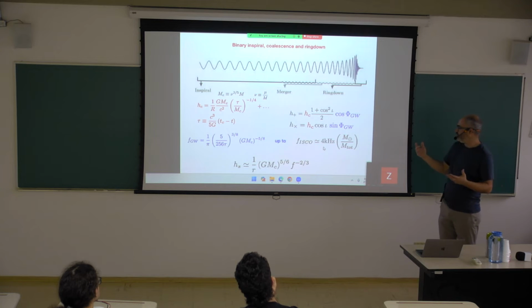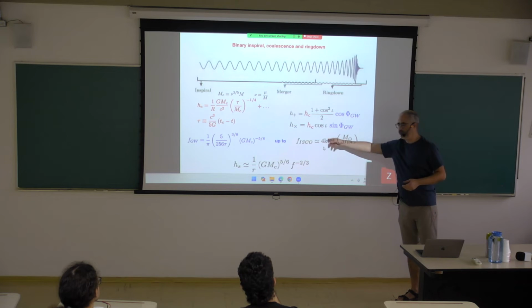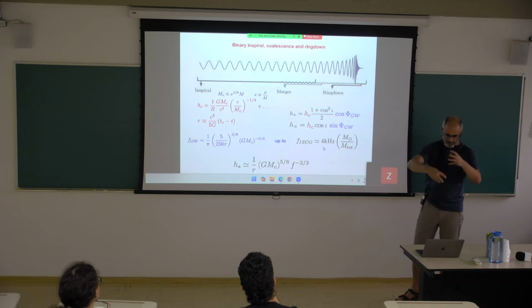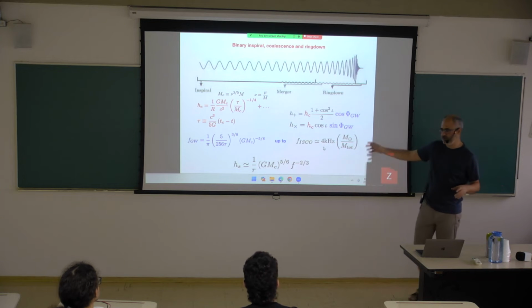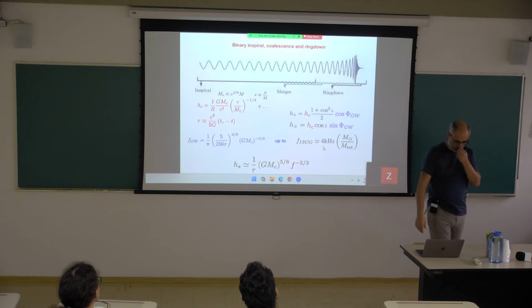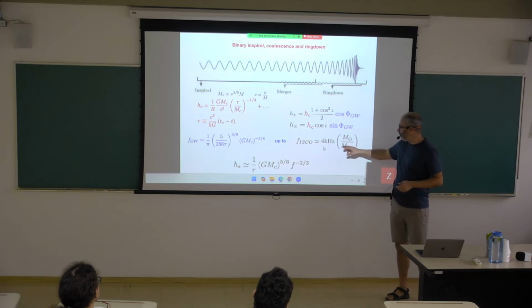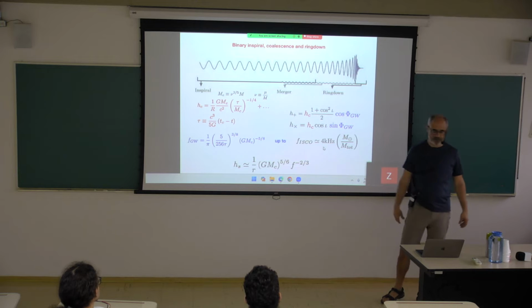So for a binary neutron star, this is 1.2 or 2 masses, so it is 1 over 4. For binary neutron stars, the last orbit frequency is more or less 1 kilohertz. For a supermassive black hole, it is 10 to minus something hertz. You put 10 to the 6, you go very low. Yes, for 10 to the 6, it is 10 to minus 3 hertz, or 10 to the 9, the super gigantic black hole, it is 10 to minus 6 hertz.